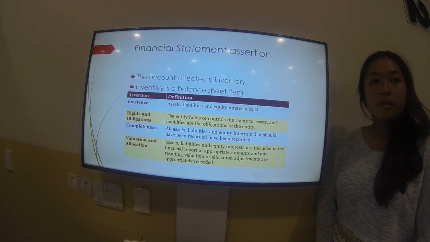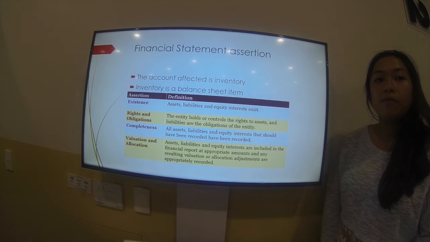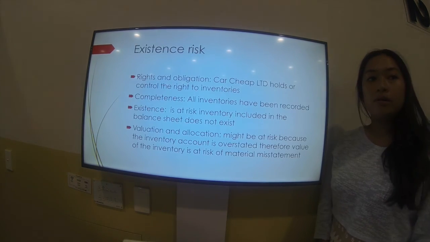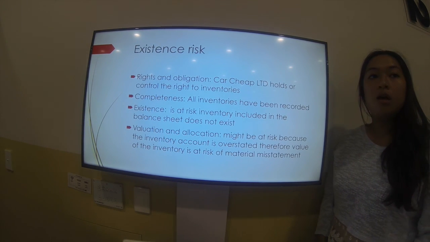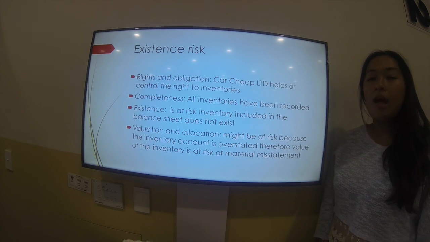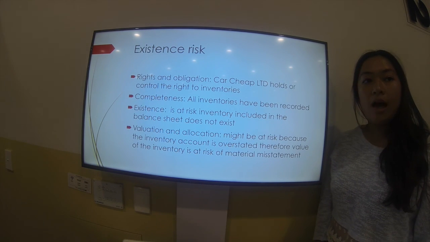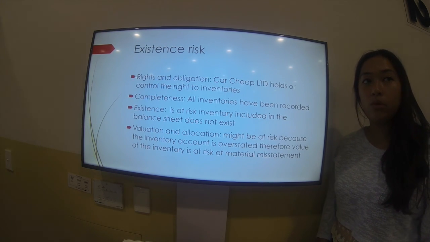the account affected is inventory, and inventory is a balance sheet item. Therefore, these are the potential financial statement assertions. I will list you one by one the assertion risks regarding the question. So firstly, I'll talk about the rights and obligations assertion risk. This one is not a risk because Carship Ltd has legal rights of ownership to the inventory. And secondly, completeness is also not a risk because the inventories that should have been recorded are recorded.